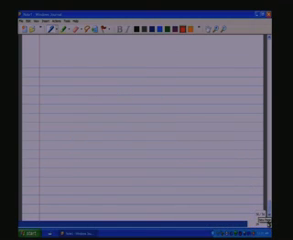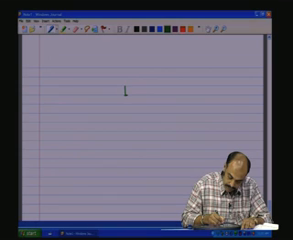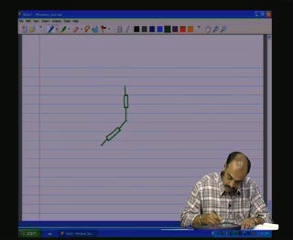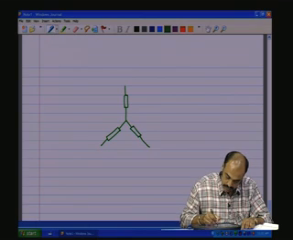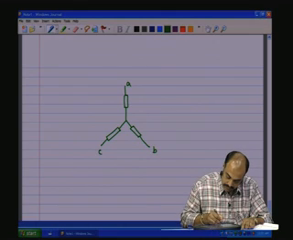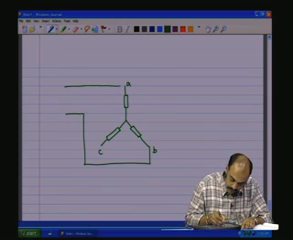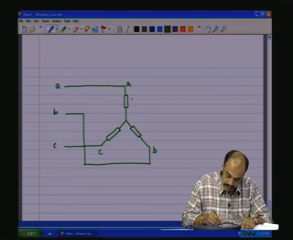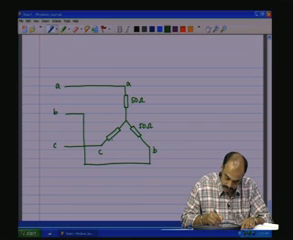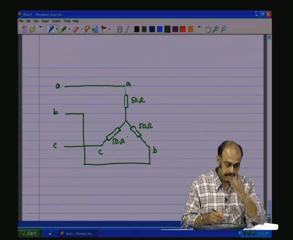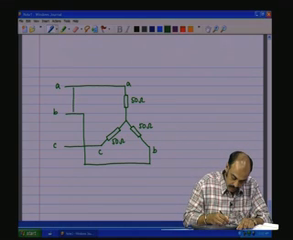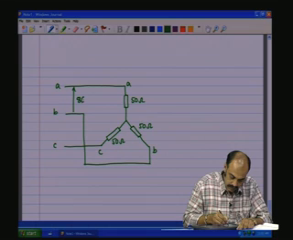So, we have a star circuit which is of this form, and let us say this is A, B, C. So, we make the connection like that, and have the A, B, C. This is 50 ohms, 50 ohms, 50 ohms, and we have the line voltages 865 volts.